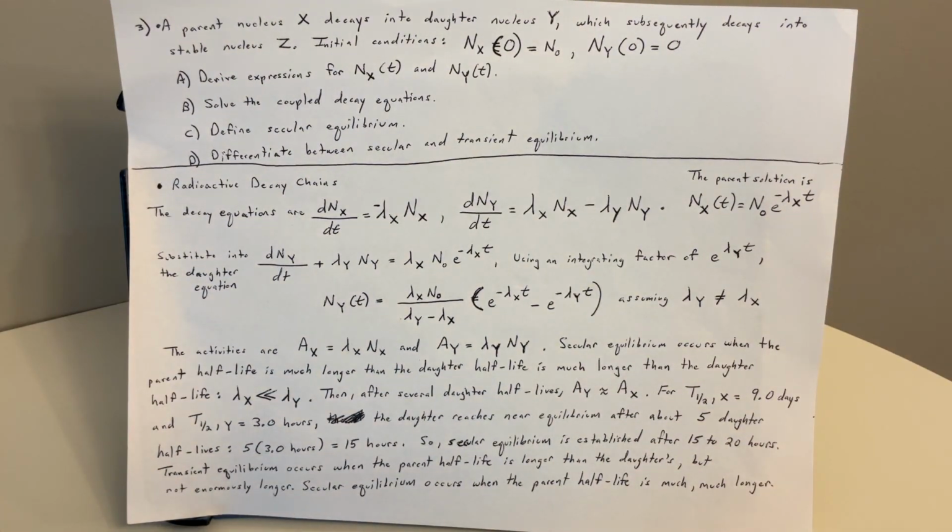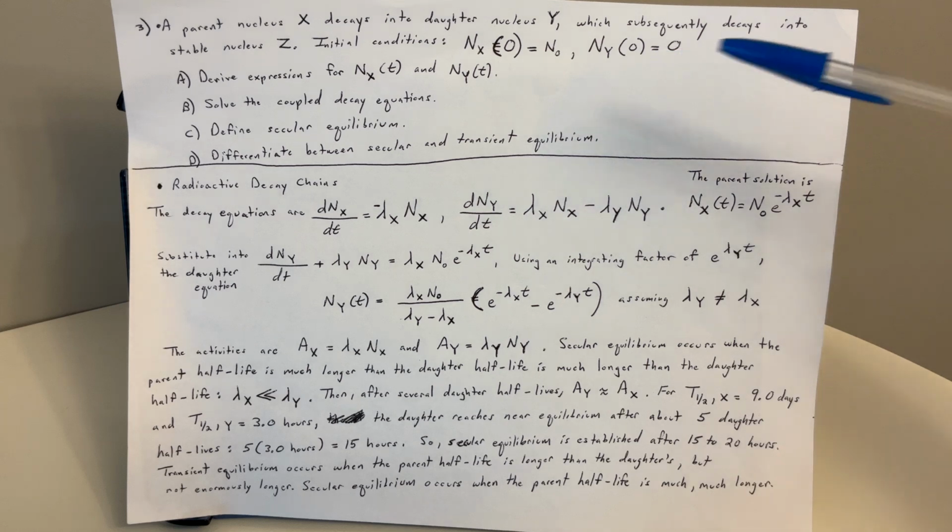Okay, number 3. We're given a parent nucleus X decays into daughter nucleus Y, which subsequently decays into stable nucleus Z. We're given these initial conditions, n sub x of 0 is n naught, and n sub y of 0 is 0. Okay, derive expressions for n sub x of t and n sub y of t.